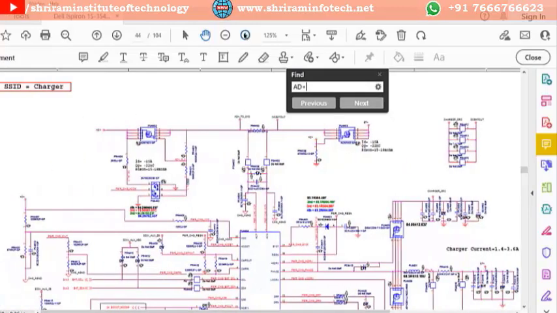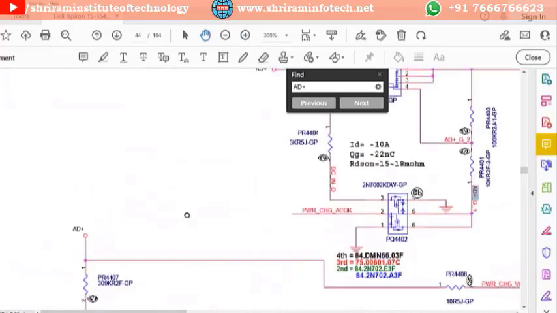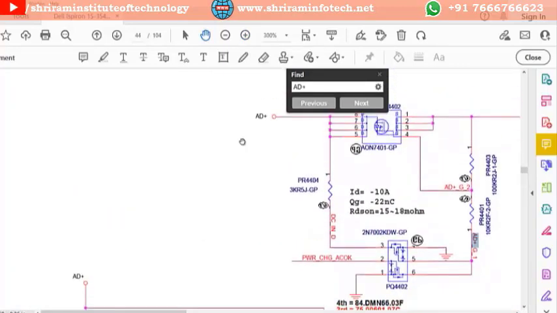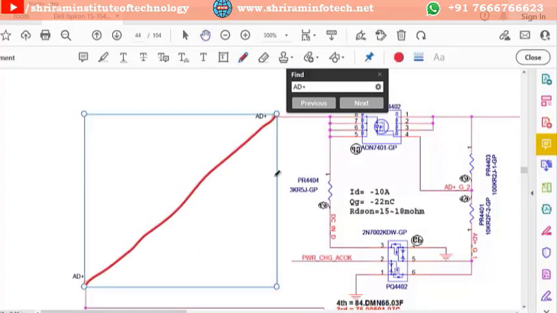Here, AD plus. Okay, right? So this is the input: two inputs, AD plus and AD plus. So both of these pins are connected. Okay, both pins are connected.